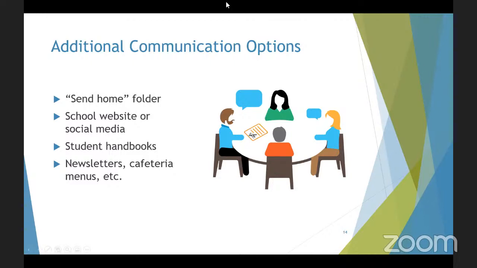Include a letter explaining the policy when sending folders with school information home with students. Post the policy on your school website and social media sites used by students and families. Include the policy in print and in online versions of student handbooks. Include the policy in other written communications to families, such as monthly school newsletters, cafeteria menus, etc. Please be sure the USDA FNS Civil Rights Non-Discrimination Statement is included on all communications regarding school meals.